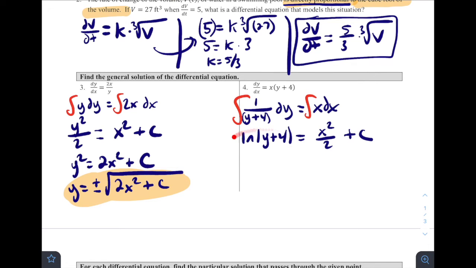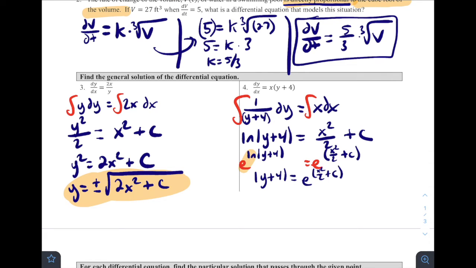To get that y out of the natural log, we need to do the inverse operation of the natural log, which means we're going to raise to a base of e on both sides. And so we're going to have e raised to the natural log of the absolute value of y plus 4 is equal to e raised to the x squared over 2 plus c. Here on the left side, because these are inverses, the e and the natural log cancel each other out, leaving me with just the absolute value of y plus 4 is equal to e raised to the x squared over 2 plus c.